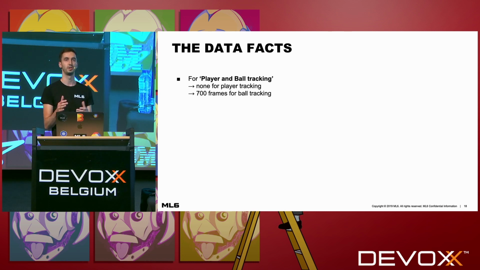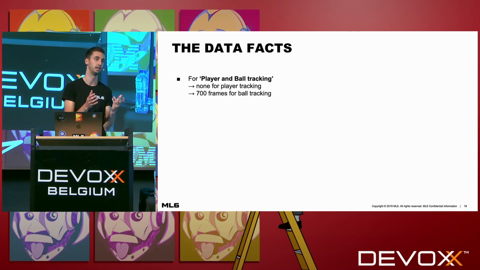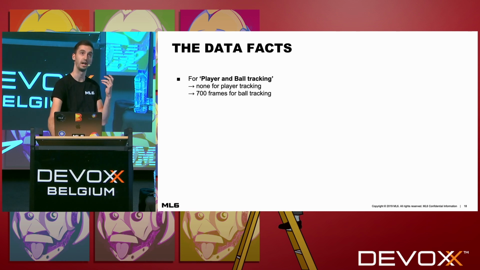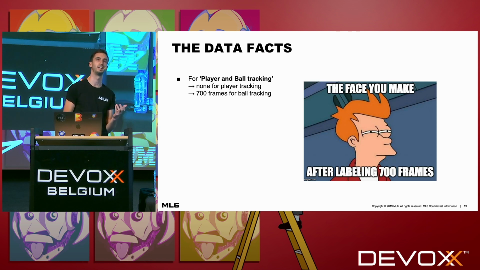On player and ball tracking, object detection models these days are very accurate, so we did not actually need any data for player tracking. But for ball tracking, we found that it was not accurate enough, so we had to label 700 frames additionally to make it accurate enough. So this was the kind of phase that we had after labeling about 700 frames. It's not always a fun job, but it's part of the job, right?